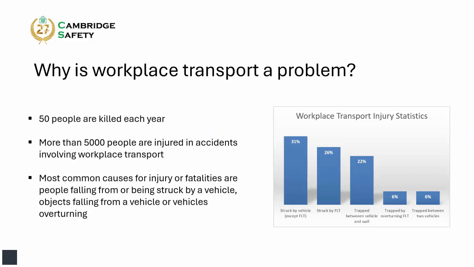Workplace transport accidents are more prevalent in some industries than others. For instance, in the food and drinks industry, they are the second highest cause of fatal injury, comprising around 25% of all fatal accidents. Each year, 200 people in the food and drinks factories are struck by forklifts and other vehicles, frequently resulting in serious injuries. The most common causes for injury or fatalities are people falling from or being struck by a vehicle. Second to this, it is objects falling from a vehicle or vehicles overturning.